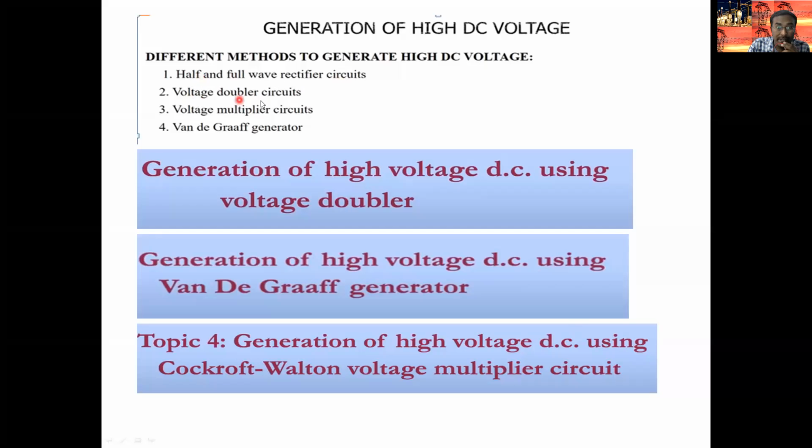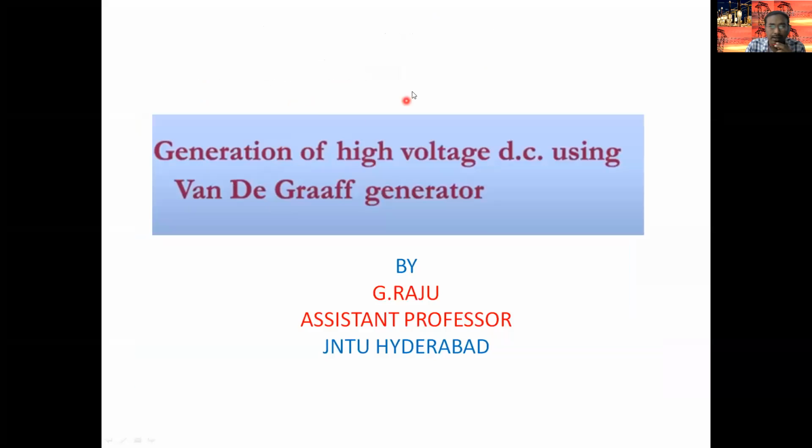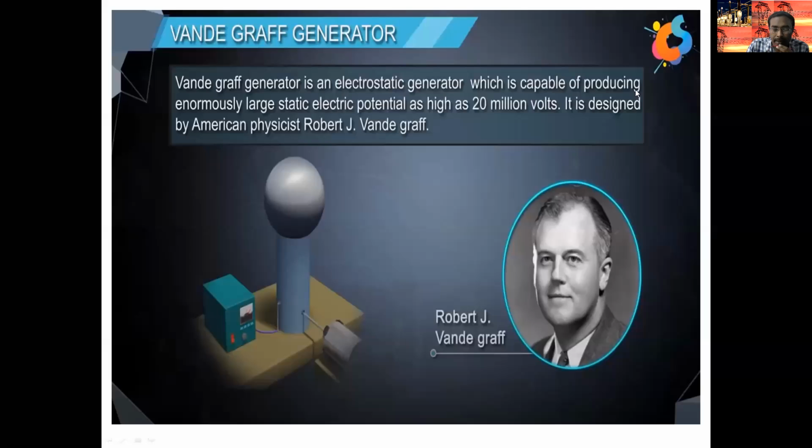And the second one, voltage doubler circuit. And third one, voltage multiplier circuit. And the fourth one, Van de Graaff generator. So from this, today we will discuss the Van de Graaff generator. Today we will discuss one of the important topics, generation of high voltages by using the Van de Graaff generator. First we will discuss construction and working principle of the Van de Graaff generator.